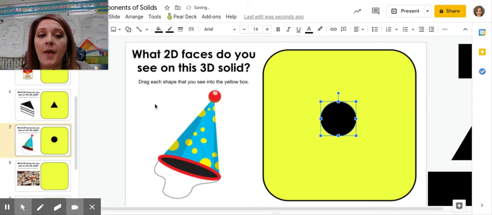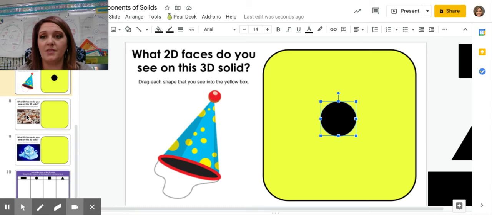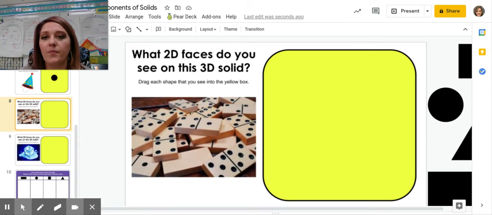So many of our 3D shapes have things that we have already learned about because we learned about our 2D shapes. Let's look at this next slide. What 2D faces do you see on this 3D solid? So that is a domino. If we were to trace around the domino, you would get a rectangle shape.